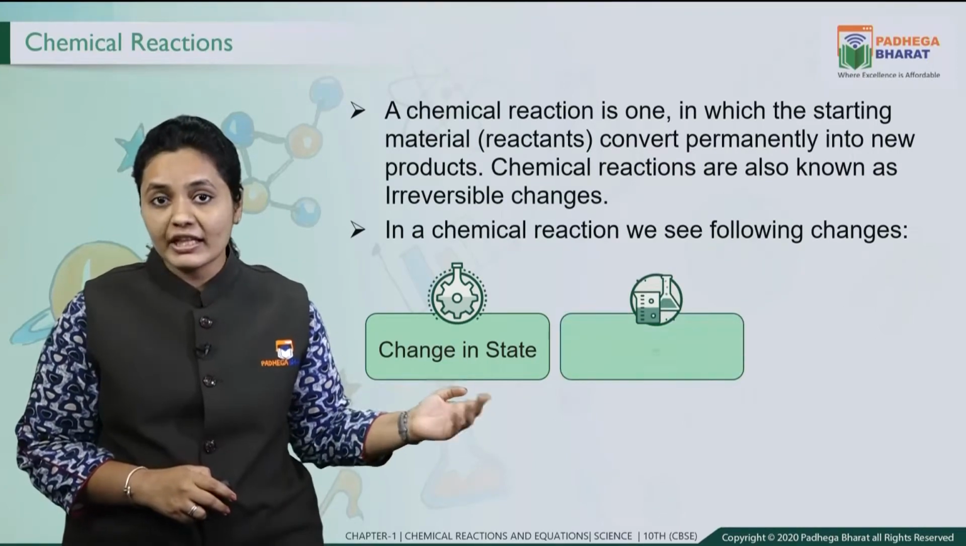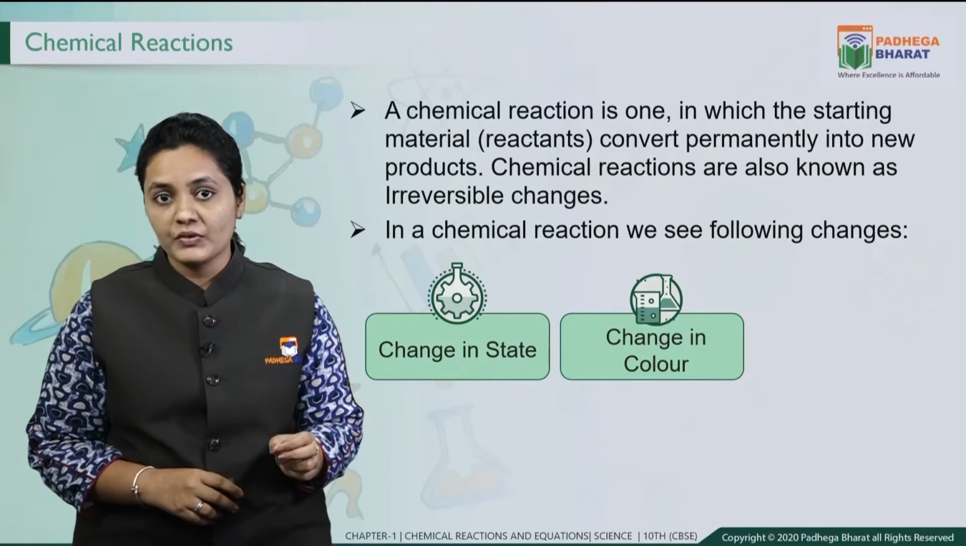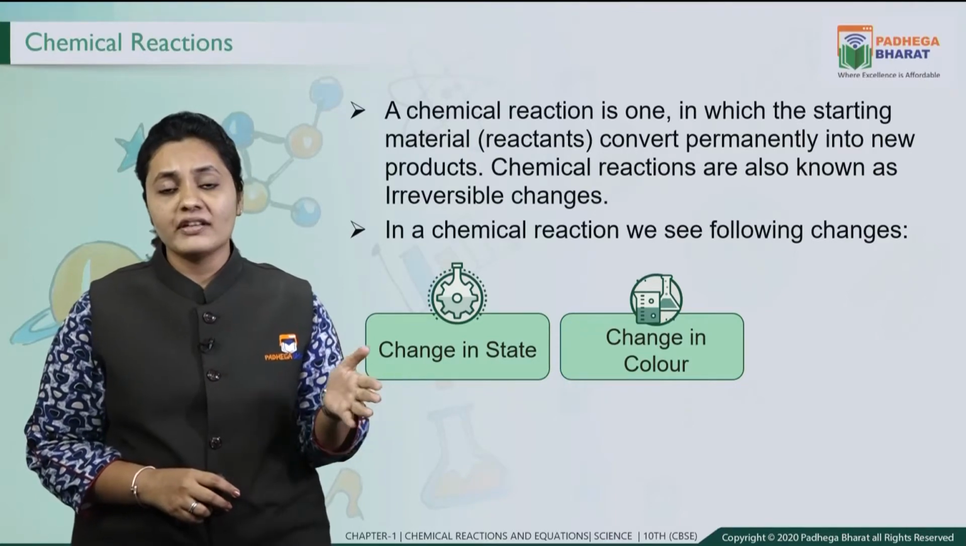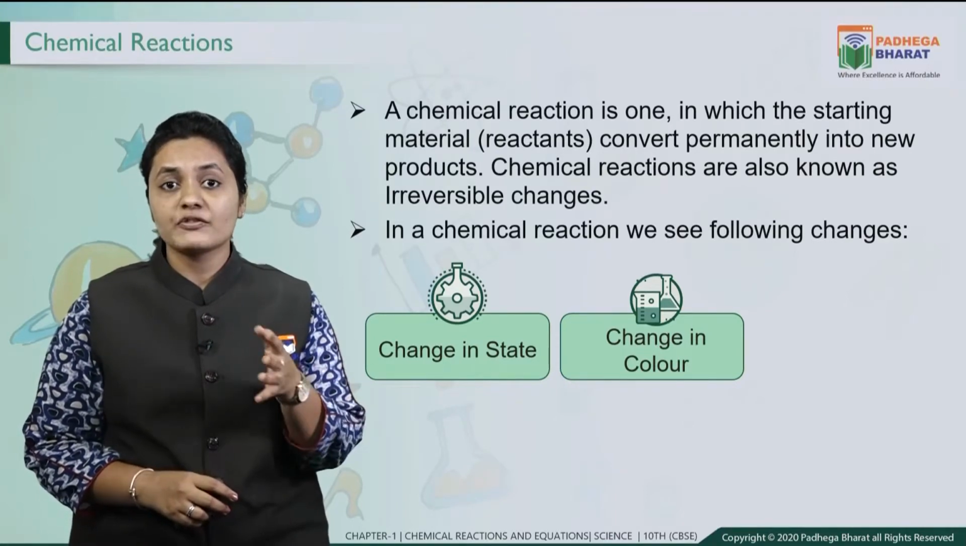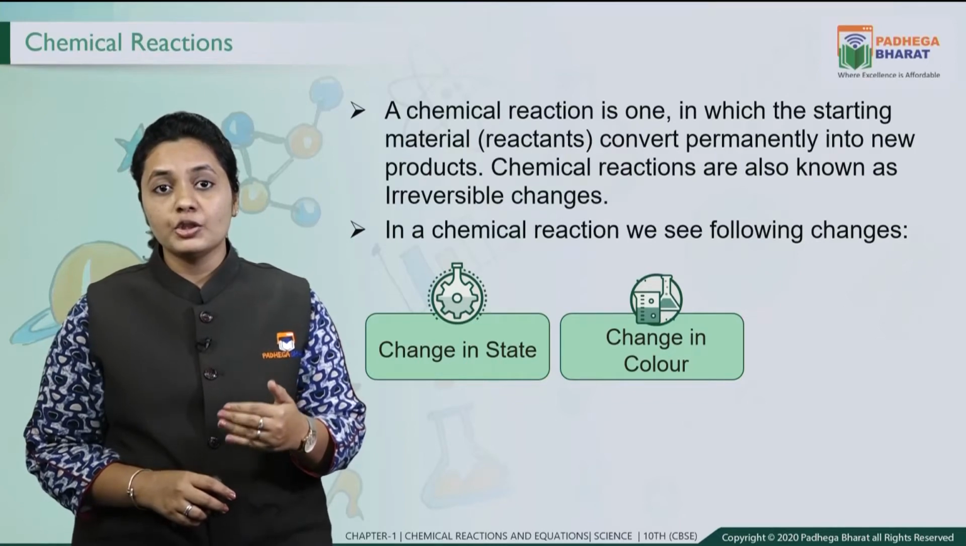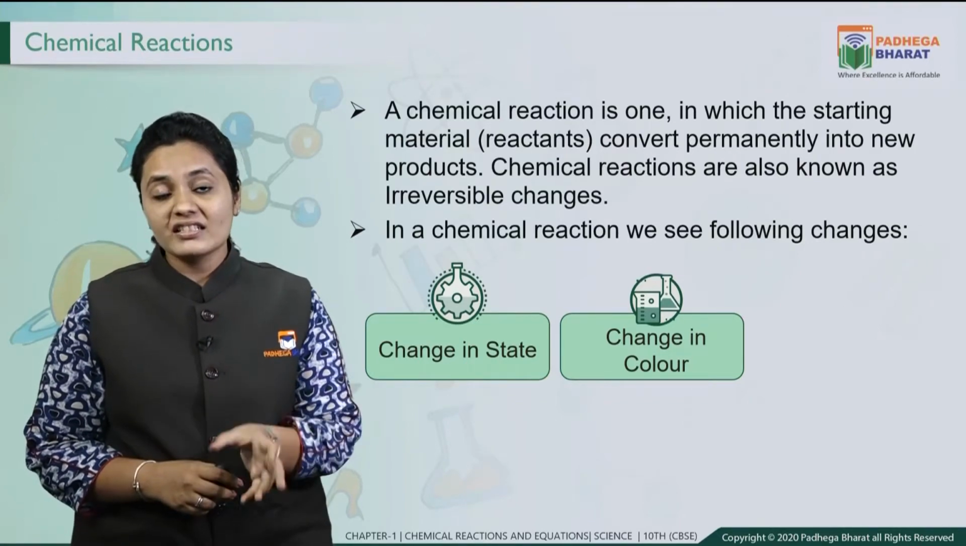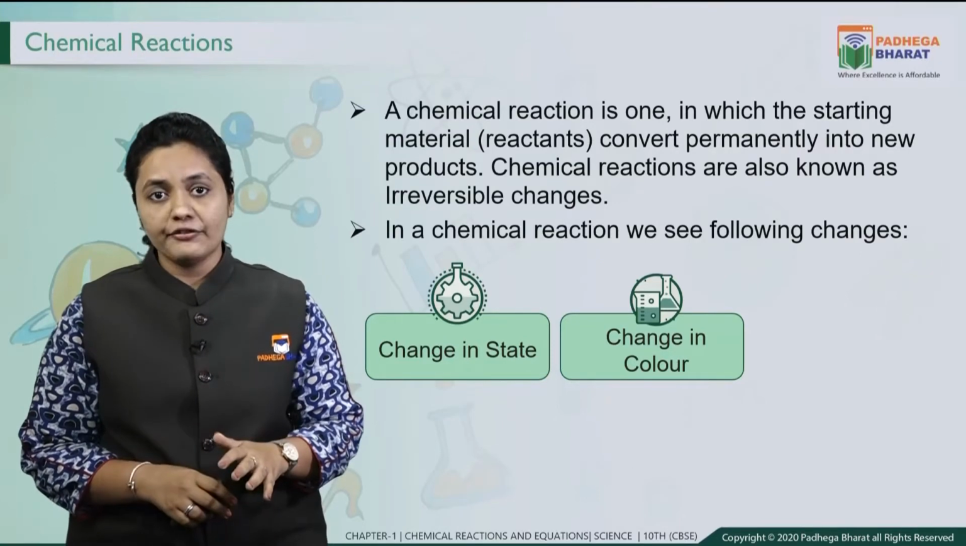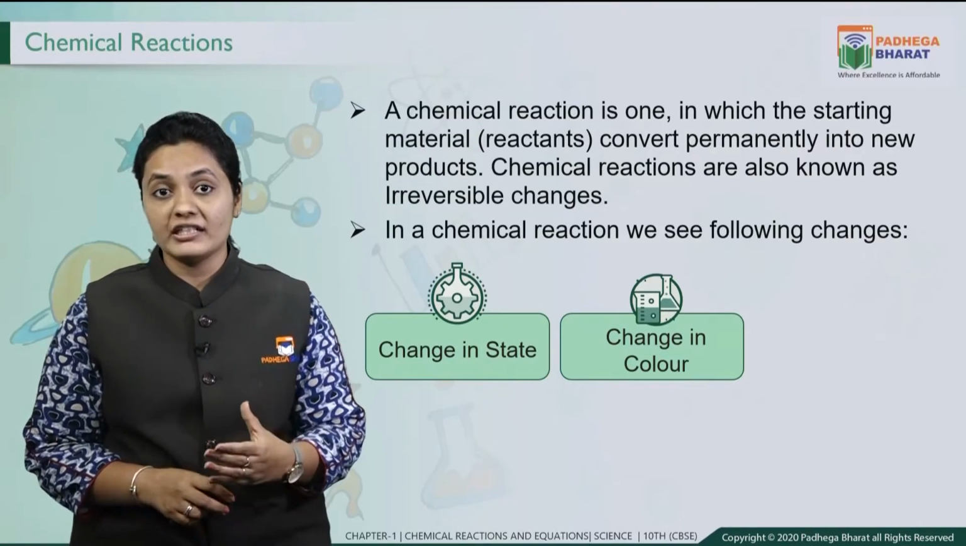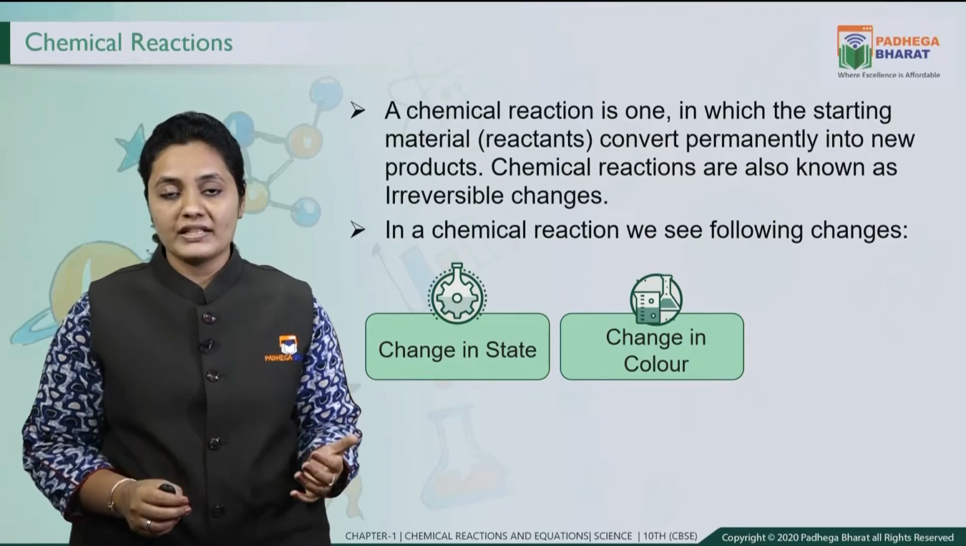The next change that we can observe is the change in color. For example, when iron reacts with air, that is it reacts with oxygen, it converts into rust. We know that whenever they react, they form rust. This substance that is formed is completely different and its color is also different. It has a reddish color.